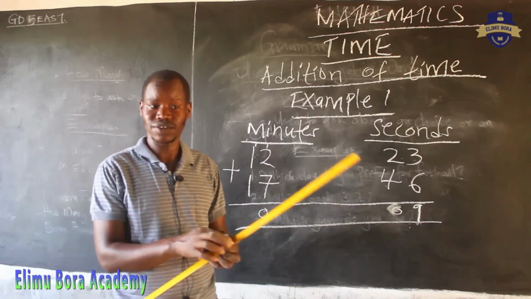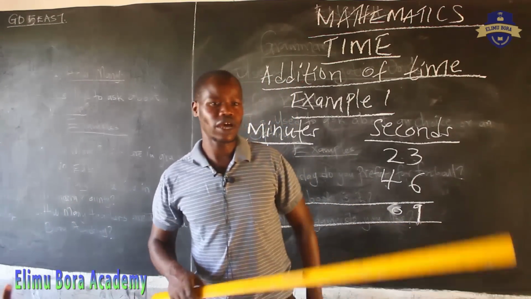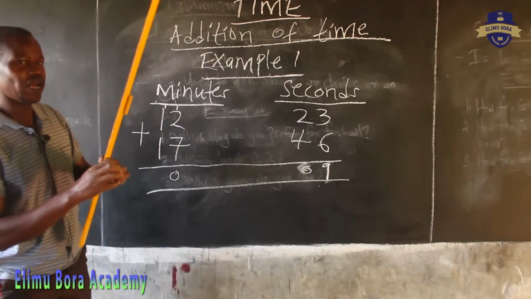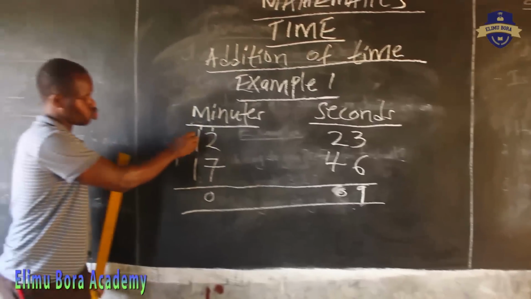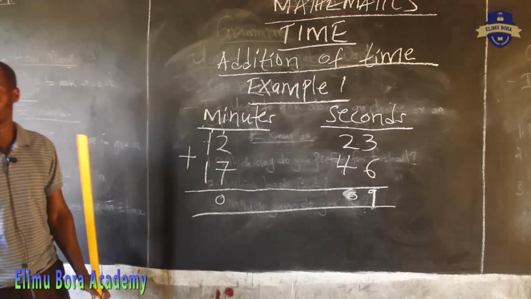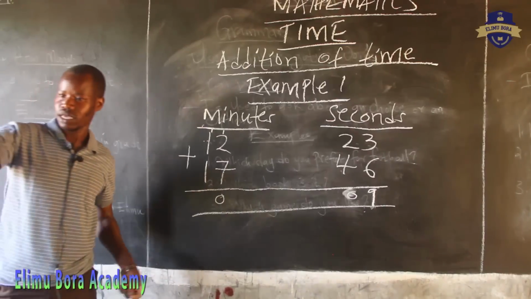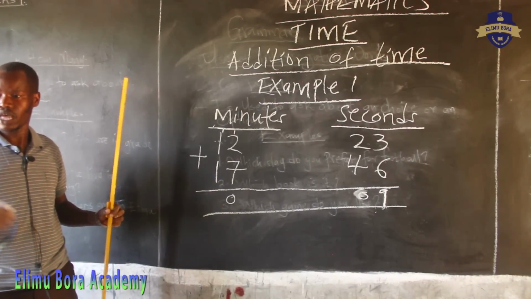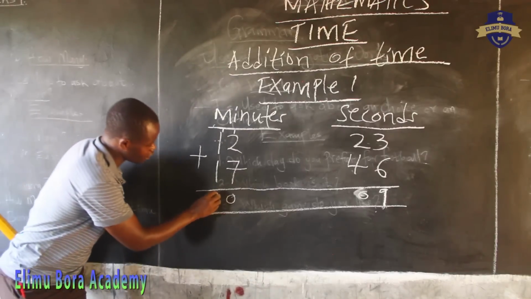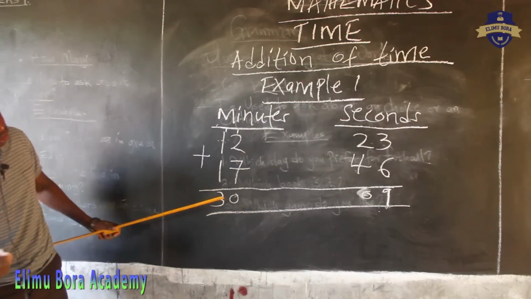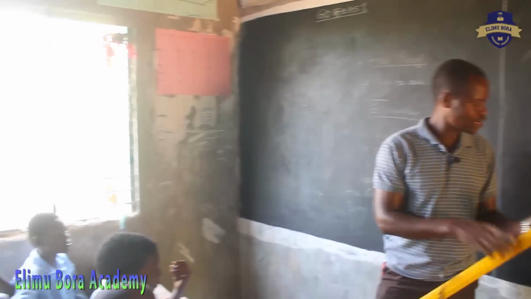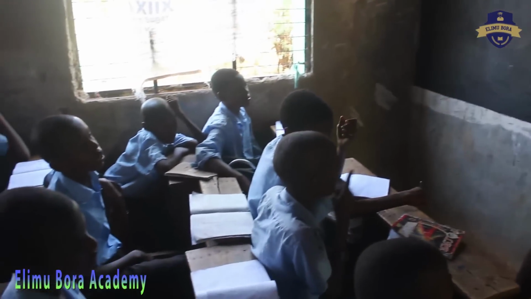Yes, Nawal. You are going to get 2. And then 2 plus 1. You are going to get what? Yes, Amen. 3. You are going to write here 3. So your answer, you are going to get 30 minutes and 9 seconds.